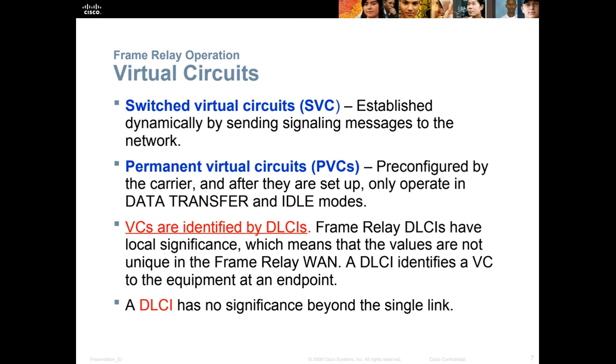What is DLCI? DLCI is used to identify the virtual circuit. Remember, we said we have DLCI 102 from router 1 to router 2, or 201 from router 2 to router 1. And they have local significance, which means that the values are not unique in the frame relay. So I can put any value. Instead of 201, I can put 2001. No problem. So don't forget this. DLCI has no significance beyond the single link.